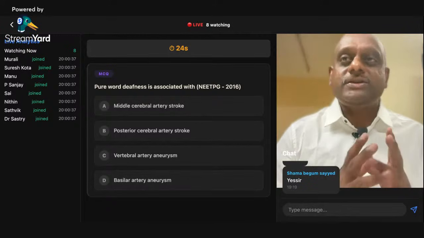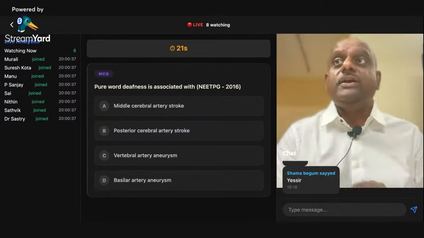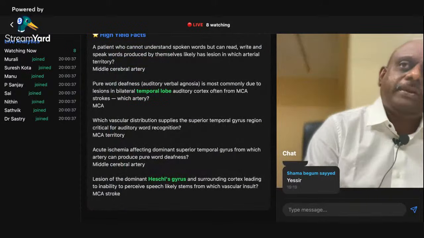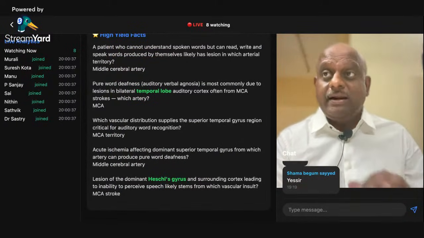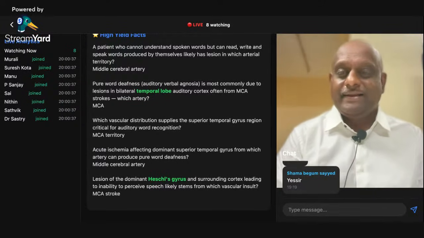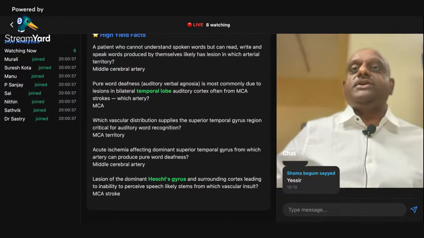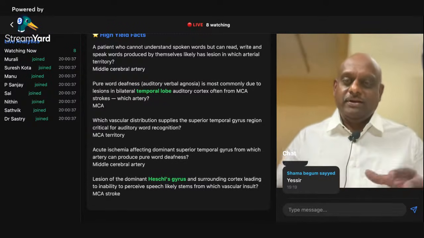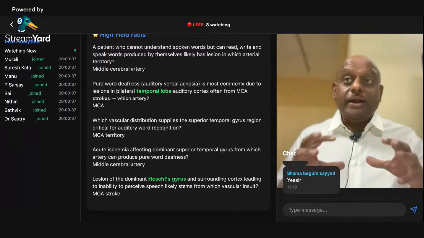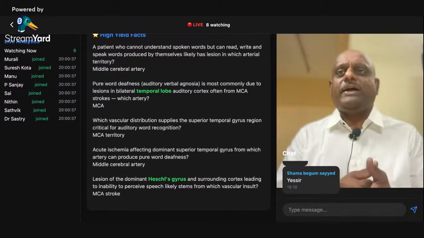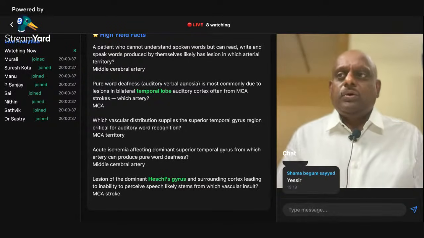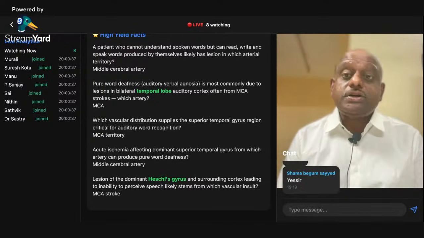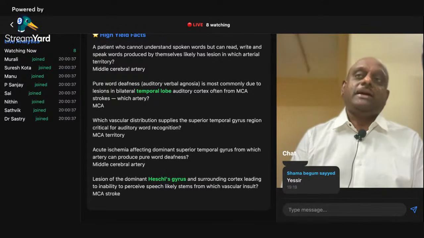Pure word deafness is typically the feature which is seen in the case of the middle cerebral artery stroke, is what you need to know. A patient who cannot understand the spoken words but can read, write, and speak the words produced by themselves is having a lesion in the middle cerebral artery. It is because of the bilateral temporal lobe auditory cortex involvement in MCA strokes. You get pure word deafness, is what we have to remember. So in MCA stroke, why do we get this? Because of the Heschl's gyrus involvement, is what we need to remember.